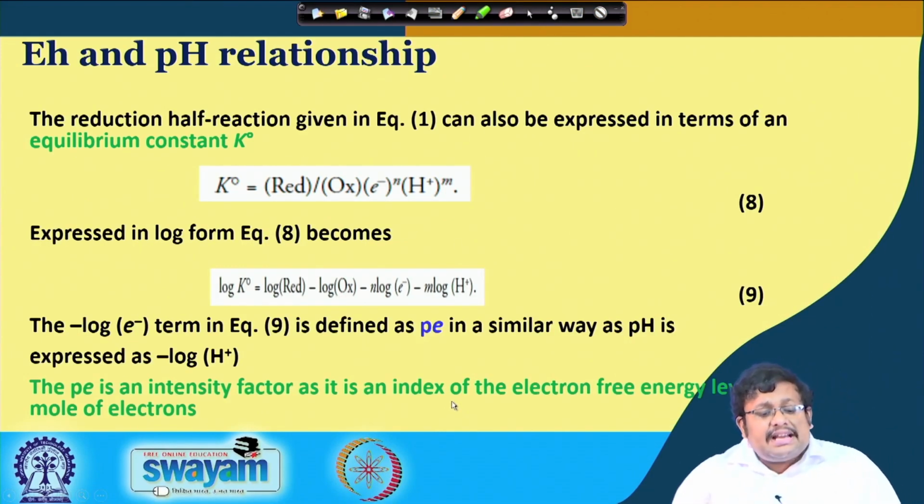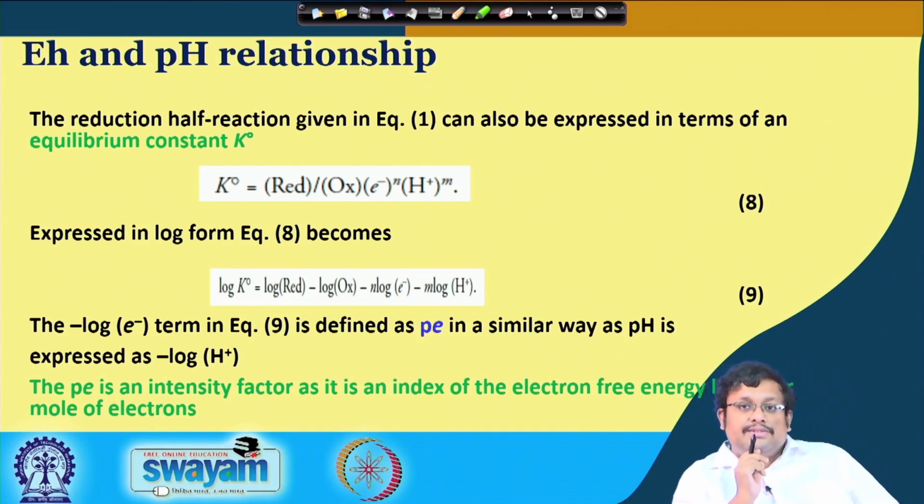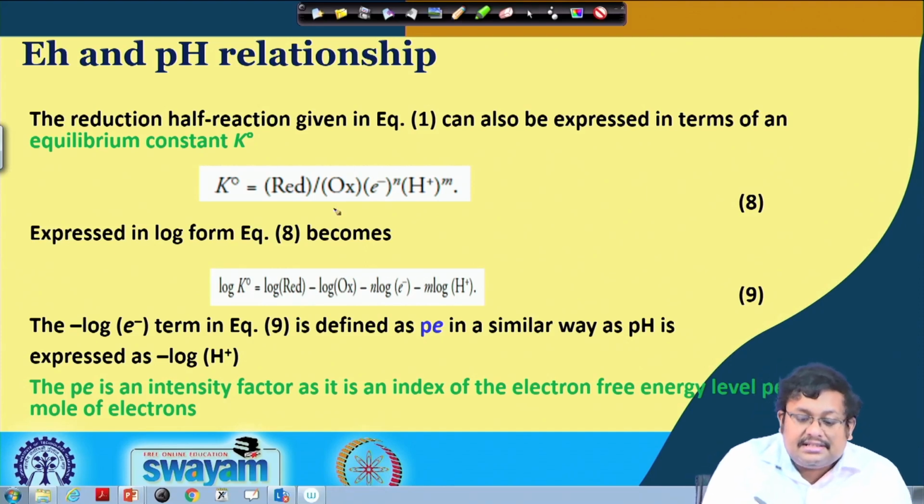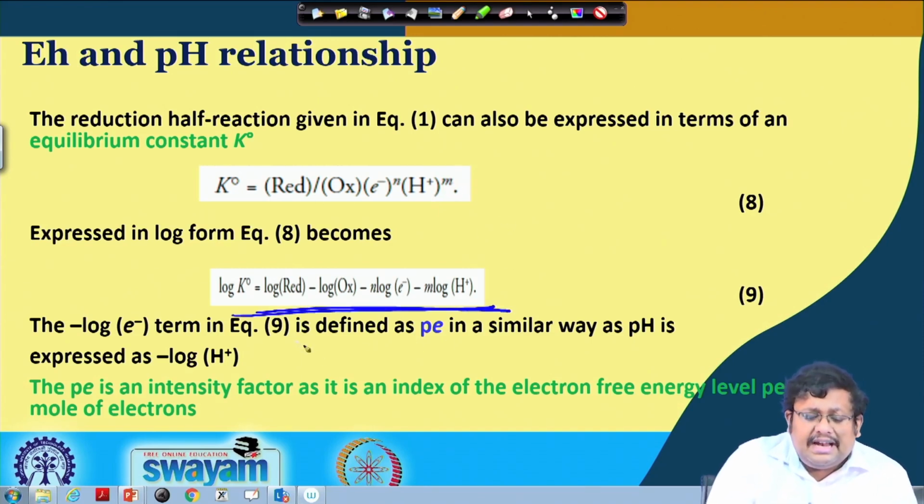Now, the reduction half reaction given in equation 1, remember the reaction with which we started this lecture, can also be expressed in terms of an equilibrium constant K0. This equilibrium constant K0 can be defined in terms of reduced versus oxidized, and then electron to the power n, plus H plus, a proton, to the power m. Expressing in logarithmic form, we will get this form, and in this equation, the negative log of electron concentration is known as PE.